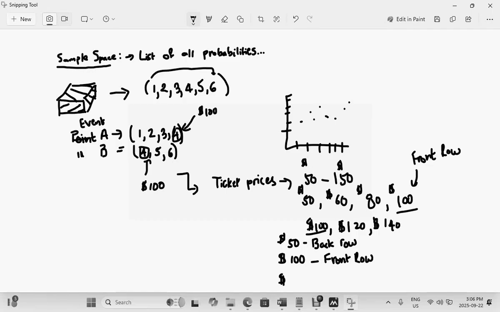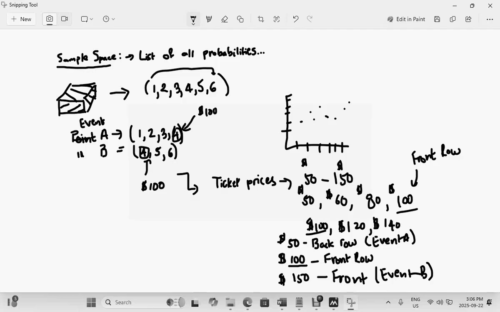Okay, and over here, let's say this is event A. And over here you have $150 for the front row when it comes to event B. All right, now the front row tickets may be the same for event A and B.